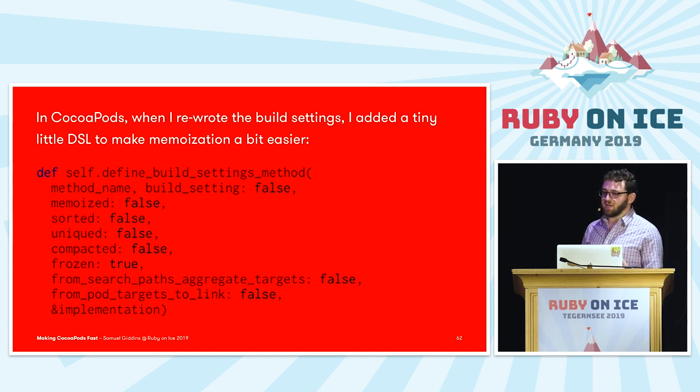This was replacing some spaghetti code that was just a bunch of module functions that would call each other a lot. And then we'd end up recomputing all these build settings over and over and over.